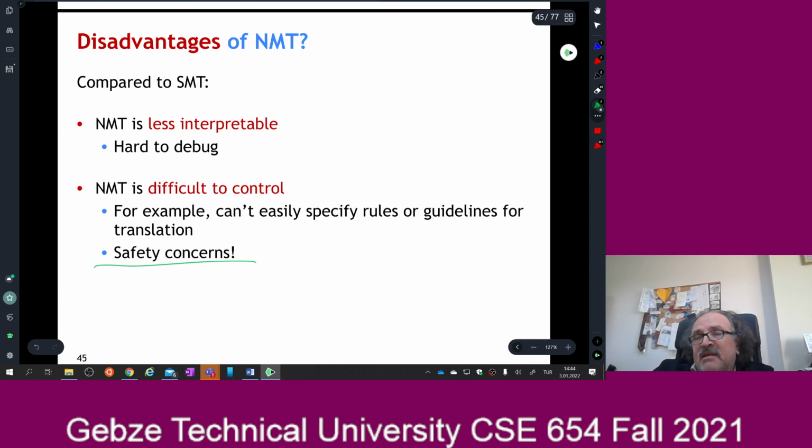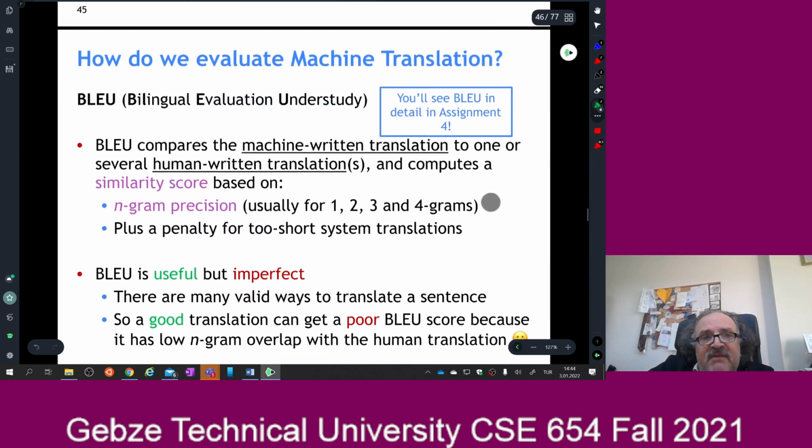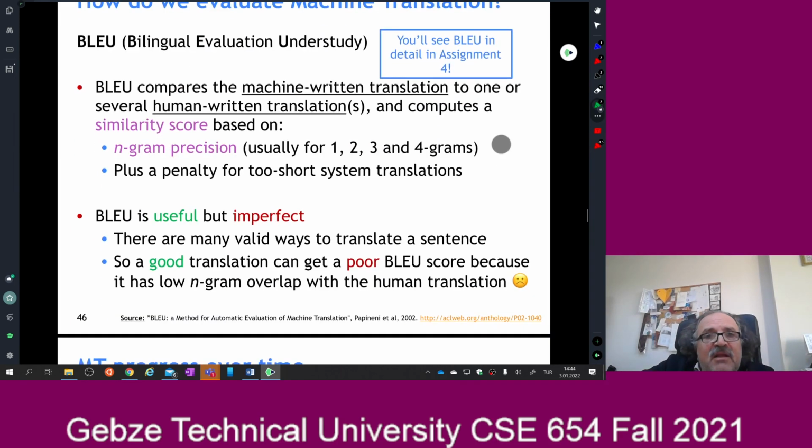They say that I am going to use a statistical machine translation system, even though its performance is worse than the neural machine translation system. At least I know what kind of errors it's going to make. Okay, so those are the disadvantages.